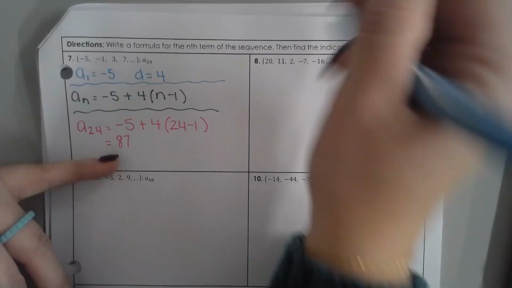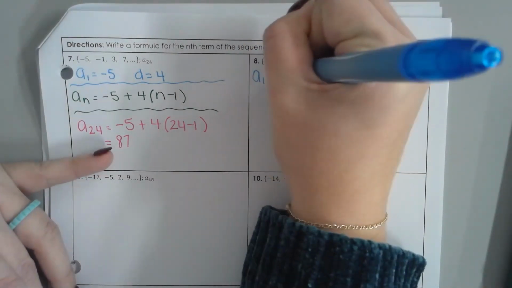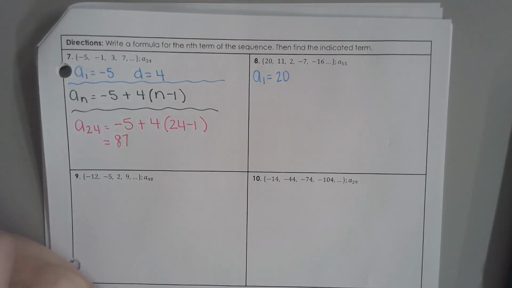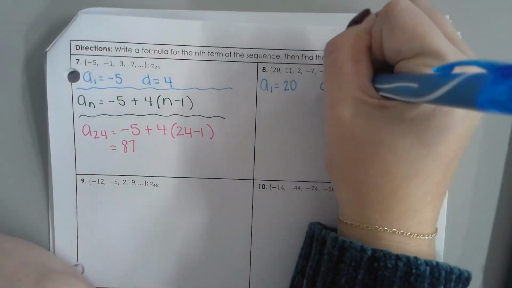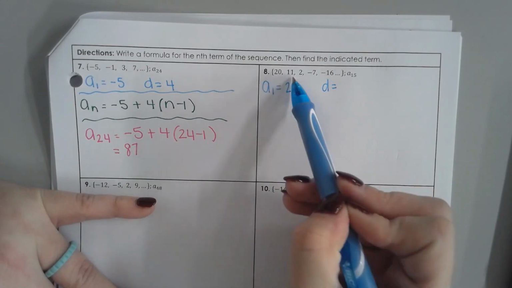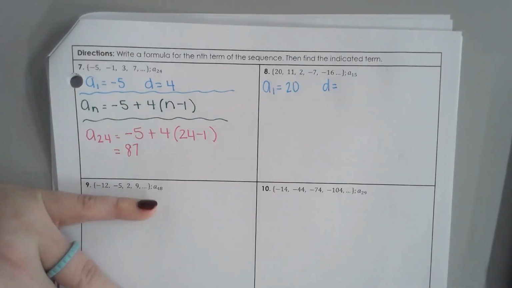Creed, what is my A1? 20. If that's the question you get, the easiest question. And then we're going to do our common difference. So how do you get from 20 to 11? And then from 11 to 2?